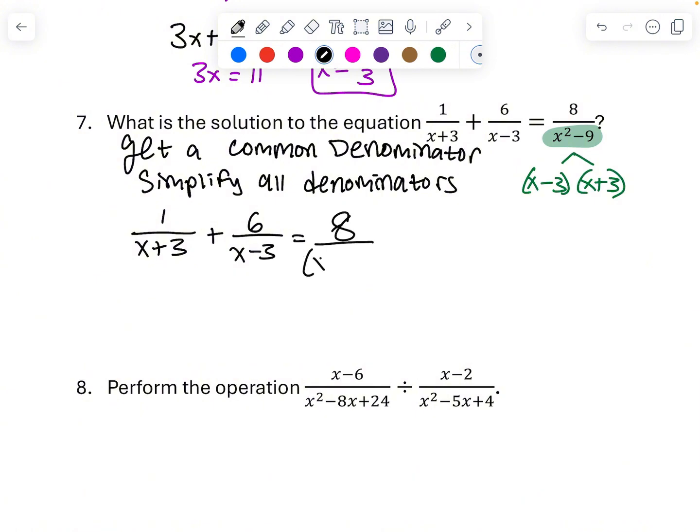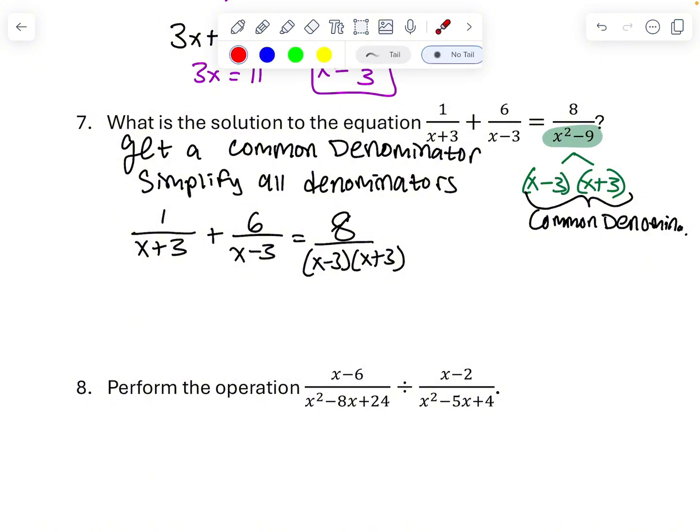8 over x minus 3, x plus 3. Now, what I notice is, hey, this denominator right here has both of the pieces of my other side. Huh, that's pretty nice, because that means this right here is my common denominator. I have two pieces on my other side that are the same as both of those pieces underneath. So in this case, this right here is my common denominator. I ran out of space, but it's great.